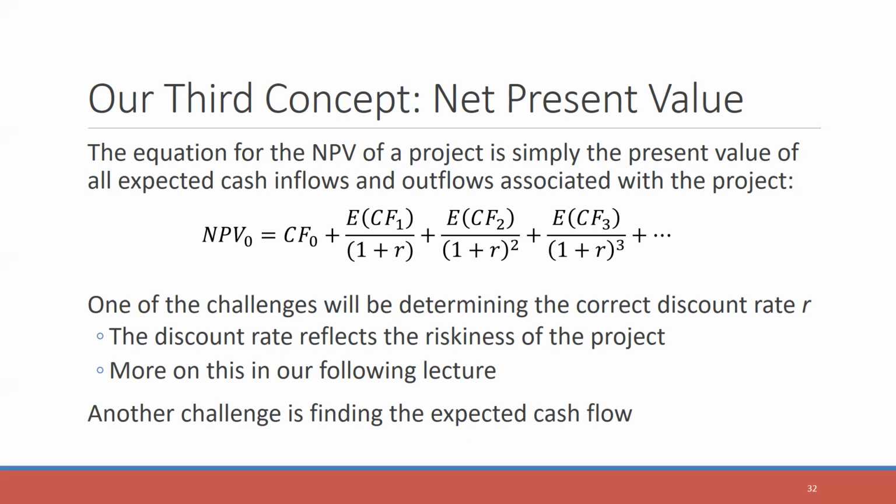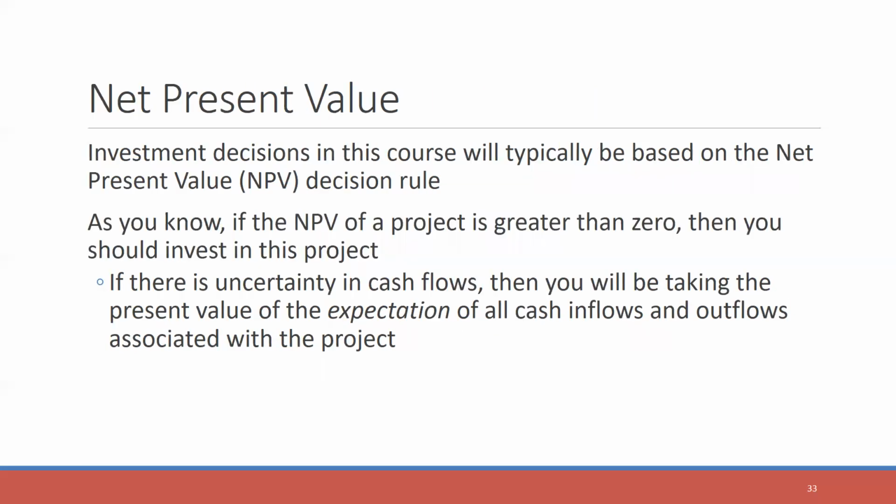So when we get into our next lecture, when we talk about market efficiency, and basically under what conditions the firm can be priced correctly, there we'll start to talk about the different things that are reflected in the discount rate. Another challenge is the numerator, calculating the expected cash flow in order to calculate the NPV. So let's do an example together.